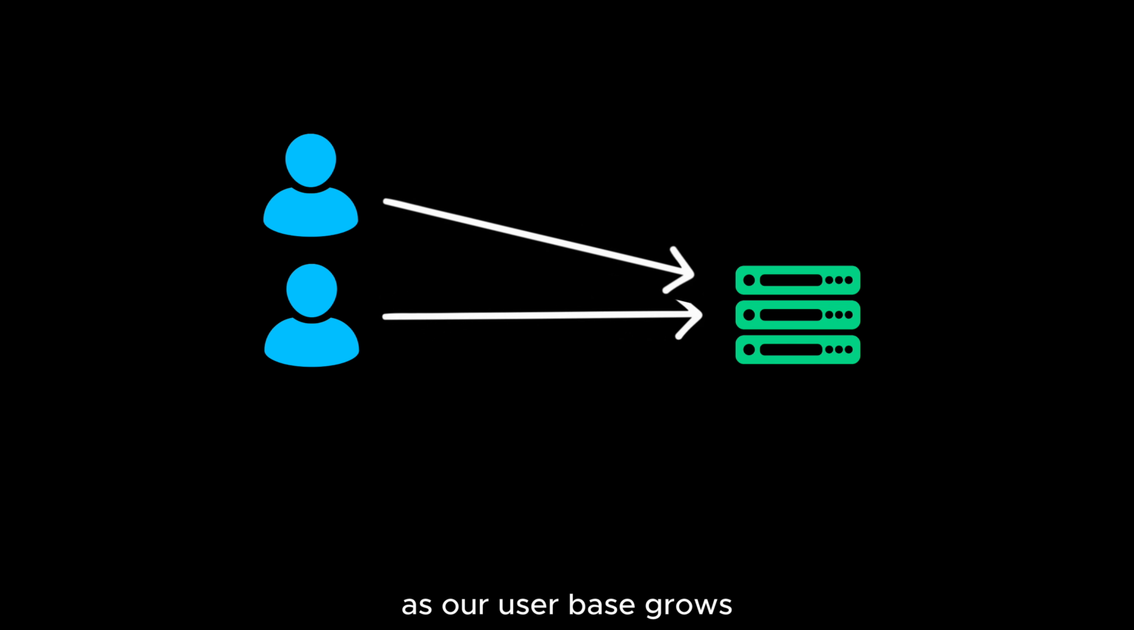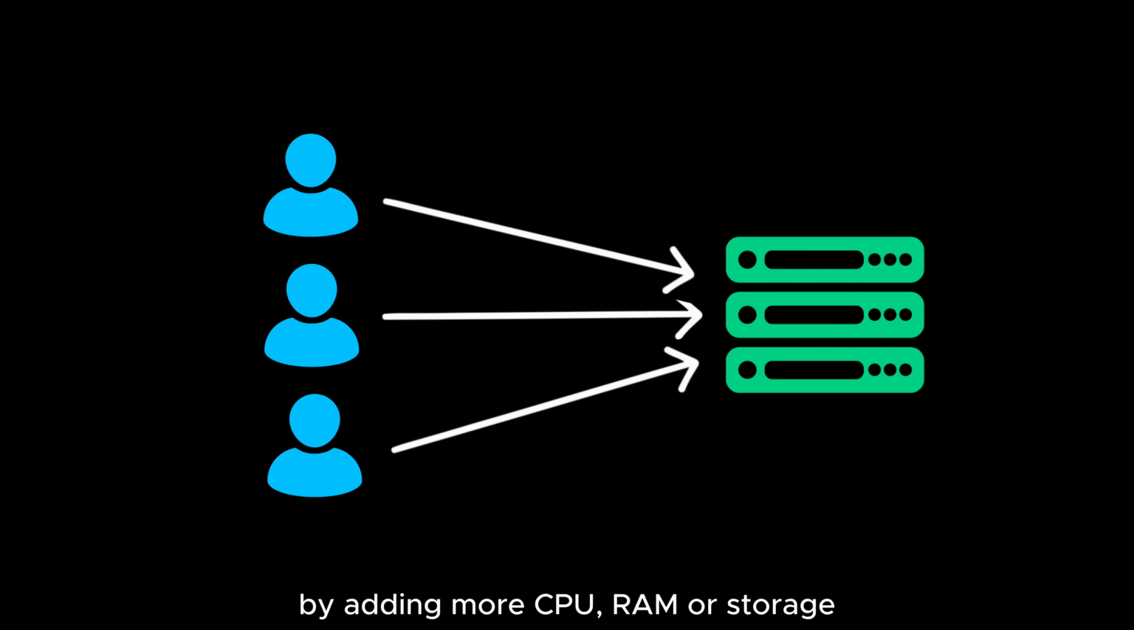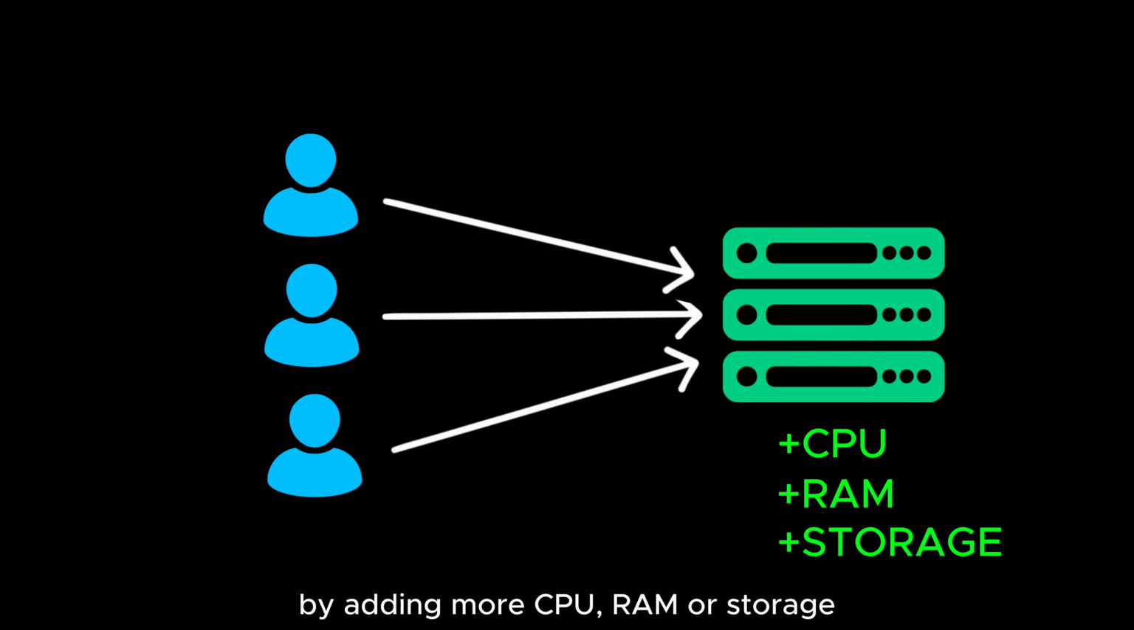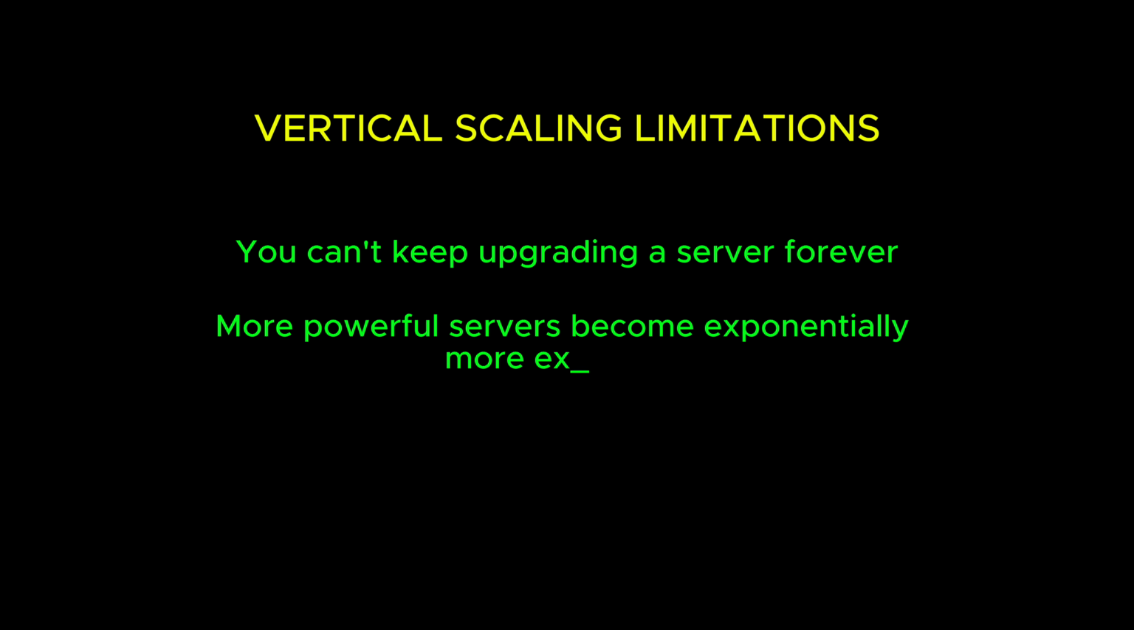As our user base grows, so does the number of requests hitting our application servers. One of the quickest solutions is to upgrade the existing server by adding more CPU, RAM, or storage. This approach is called vertical scaling, or scaling up, which makes a single machine more powerful. But there are some major limitations with this approach. You can't keep upgrading a server forever. Every machine has a maximum capacity. More powerful servers become exponentially more expensive. If this one server crashes, the entire system goes down.